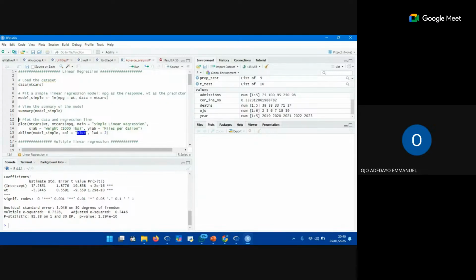Now, what this is telling us is that, let us write out this model. This model is going to be y equals the intercept, the coefficient of the intercept is 37.2851.